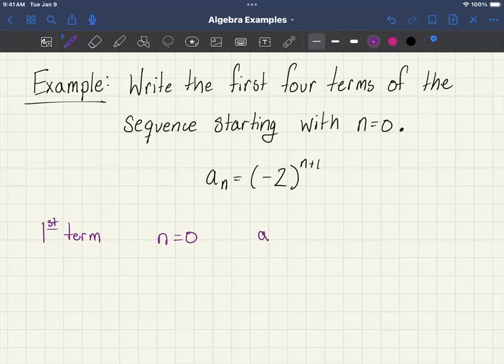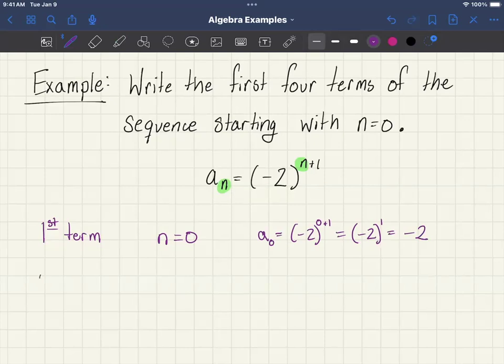In this case, everywhere we see an n in our problem here, we are going to put in our number 0. So we get (-1) to the 0 plus 1, or (-2) to the 0 plus 1. So this is (-2) to the first power, which is -2. So our first term of our sequence is -2.